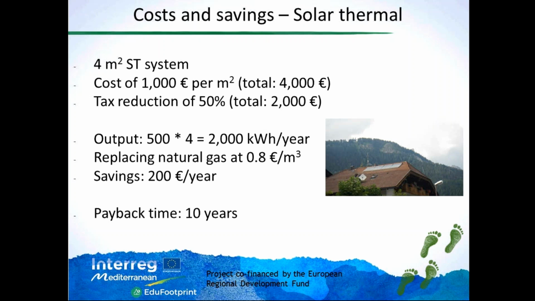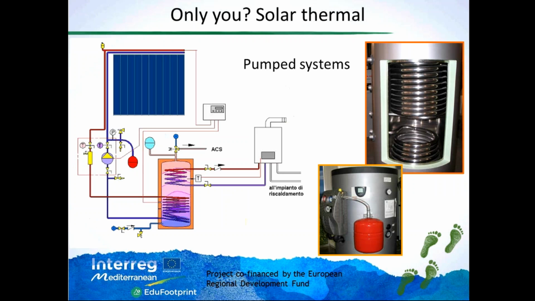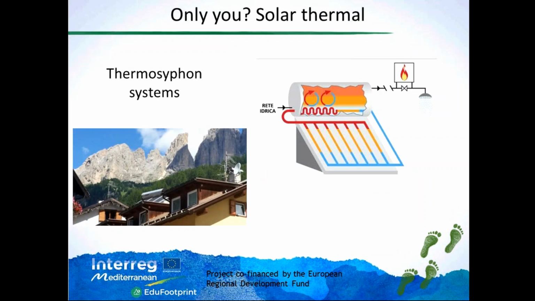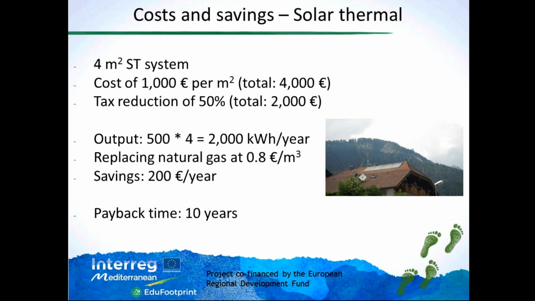What is the output? So I assumed that each square meter can produce 500 kilowatt hour per year. So if I go back, I told you that the energy output can be between 400 and 700 kilowatt hour per year. So in this case, I chose a value which is 500. So again, the output is 4 times 500, so it's 2,000 kilowatt hour per year.